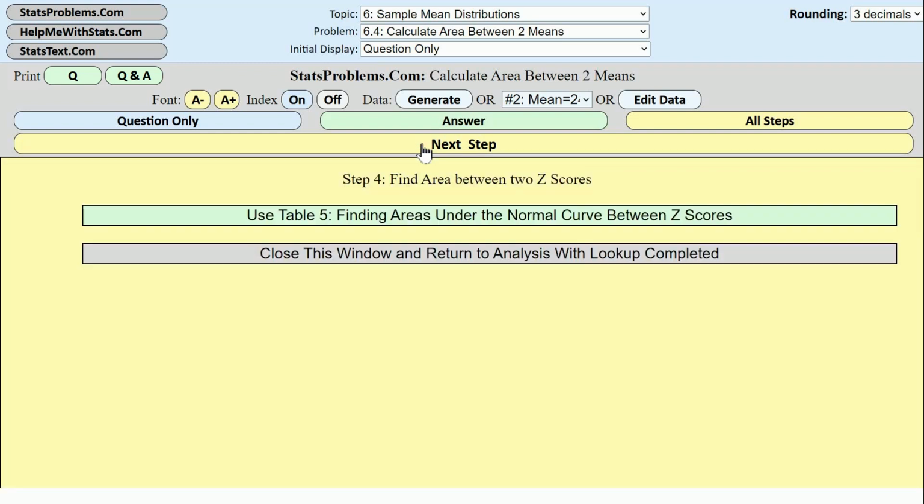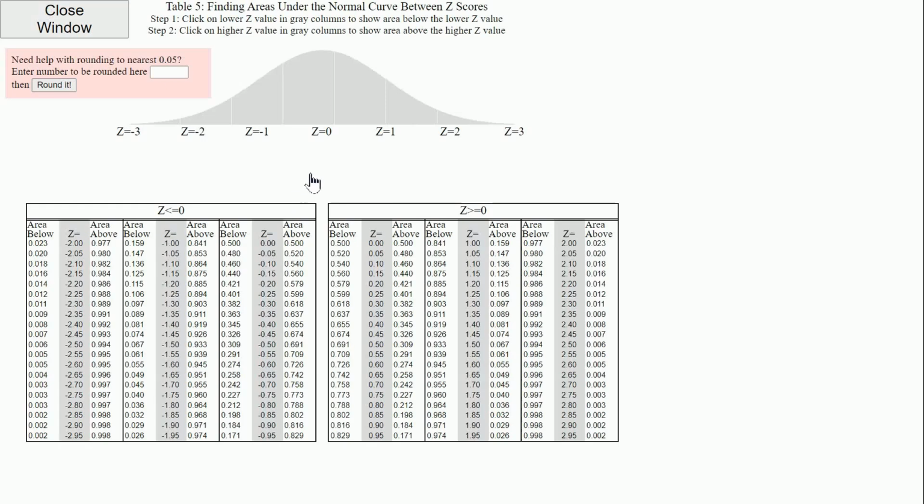In Step 4, we find the area between the two z-scores. To find the area, we use Table 5, finding areas under the normal curve between z-scores. First we click on the entry for z equals negative 0.85, which highlights in blue the area of 0.198, which is the area below the lower z-score of negative 0.85.